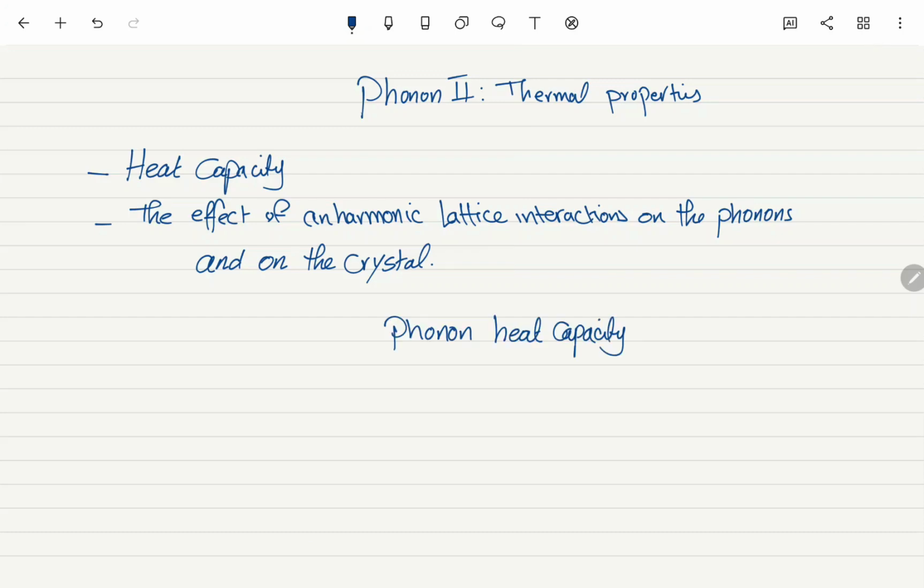When we discuss heat capacity, we actually mean the heat capacity at constant volume, which is more fundamental than the heat capacity at constant pressure. The heat capacity at constant volume is defined as C_V equal to partial U partial T at constant V. Here, U is the energy and T is the temperature.